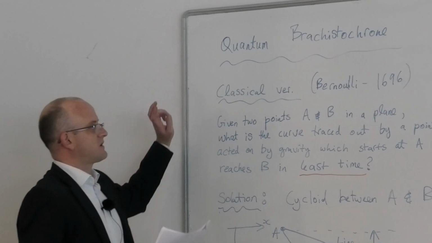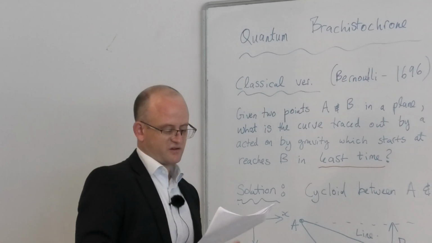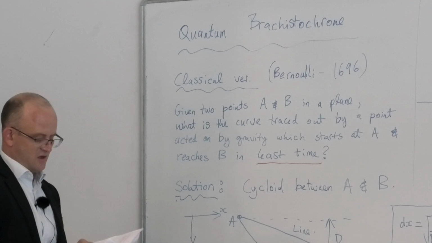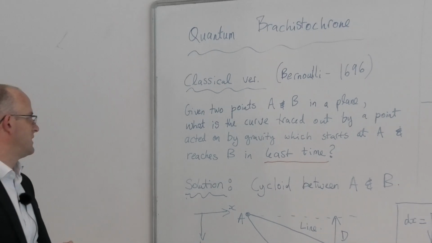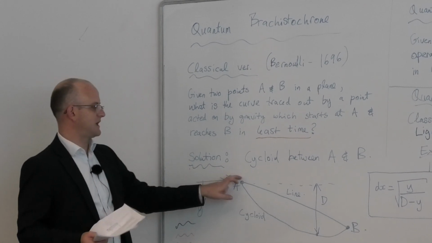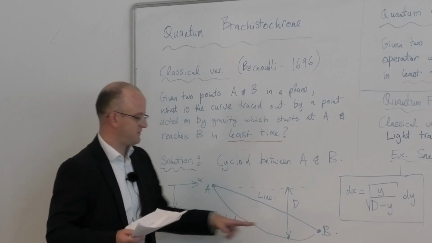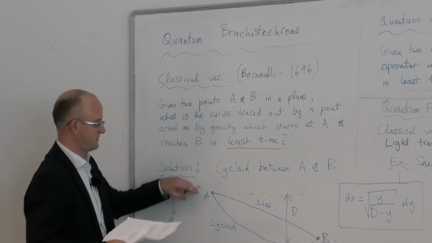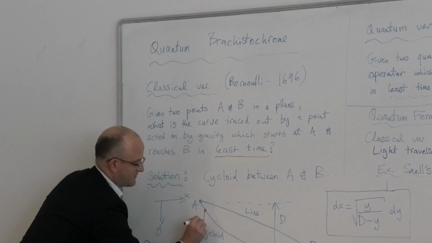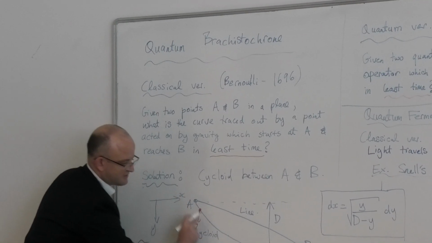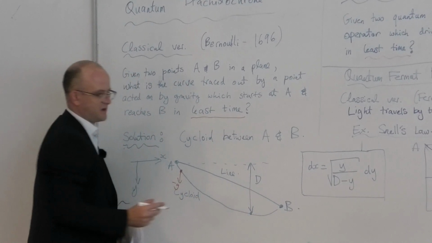The classical version of this problem goes back to the Bernoulli brothers in 1696, and it says, given any 2 points in a plane, what is the curve traced out by a point acted on by gravity, which starts at A and ends at B, such that the time taken between A and B is least? So basically we've got a little point here which is acted on by gravity, and it slides down the curve. What is the curve that takes us from A to B in least time?